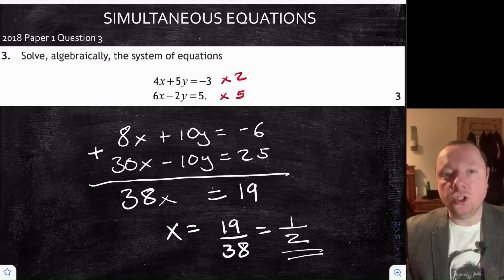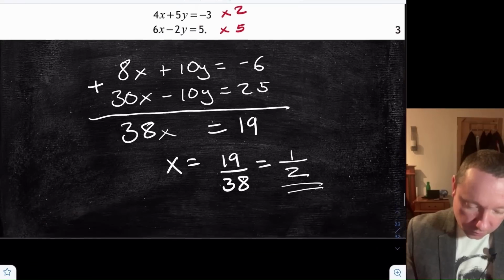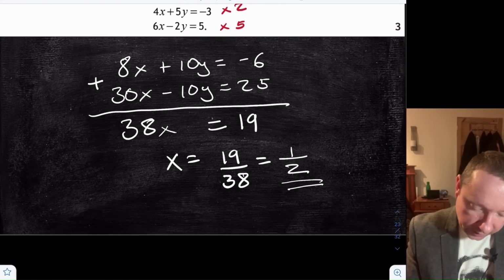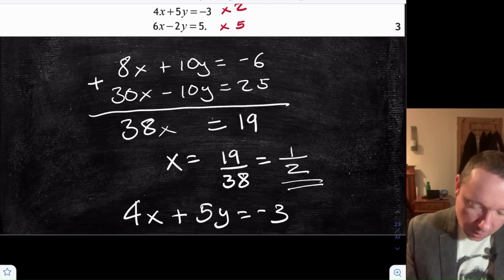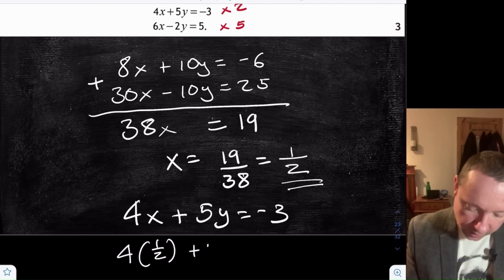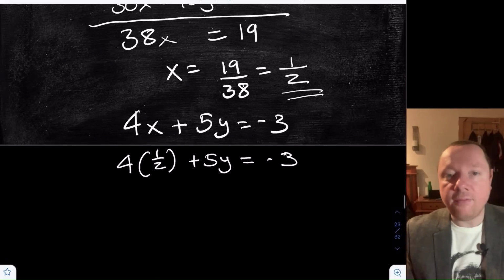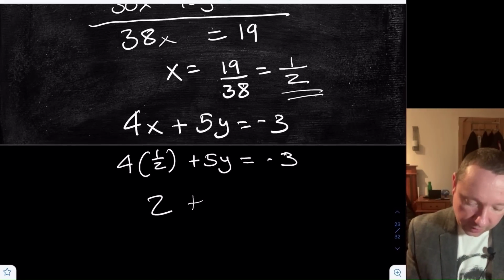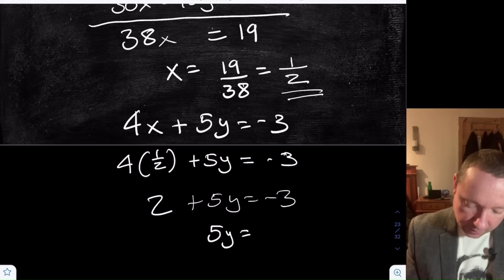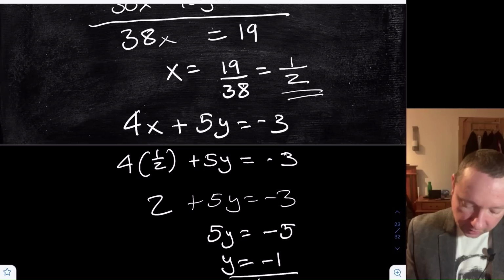And now we substitute into any of the equations we've got to get our y. The top one, remember, was 4x plus 5y is minus 3. So x is a half, so I've got 4 times a half plus 5y equals minus 3. A half of 4 is 2, plus 5y equals minus 3. So 5y is minus 5. So y is minus 1 for our second answer.